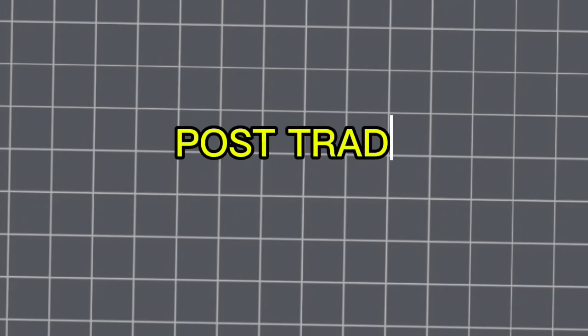So, hello everyone. I'm not sure if you have a post trade analysis in your trading process, but I just recently adopted one for myself.